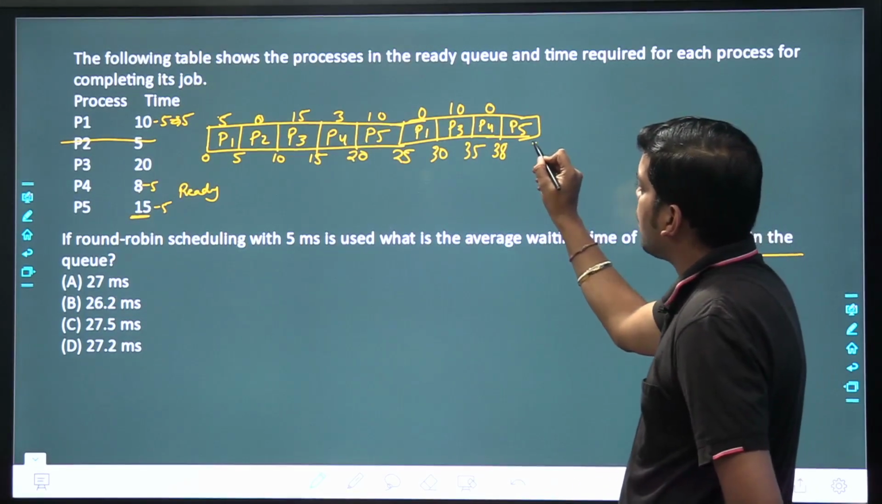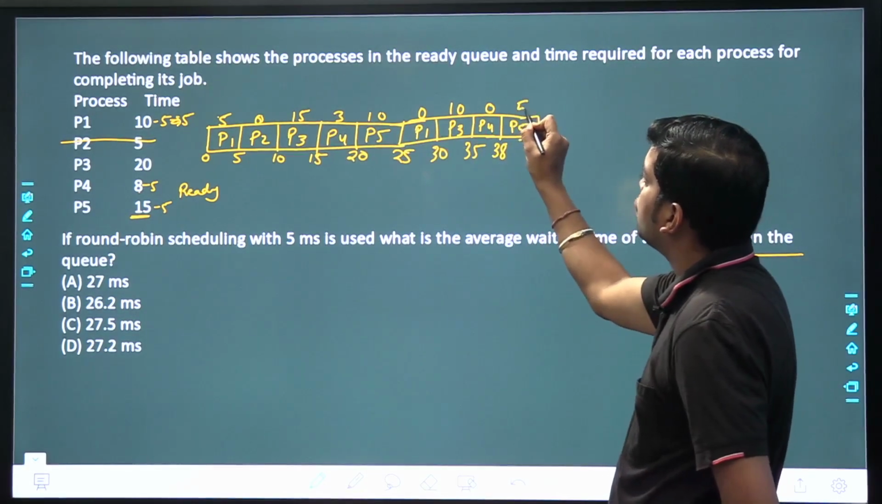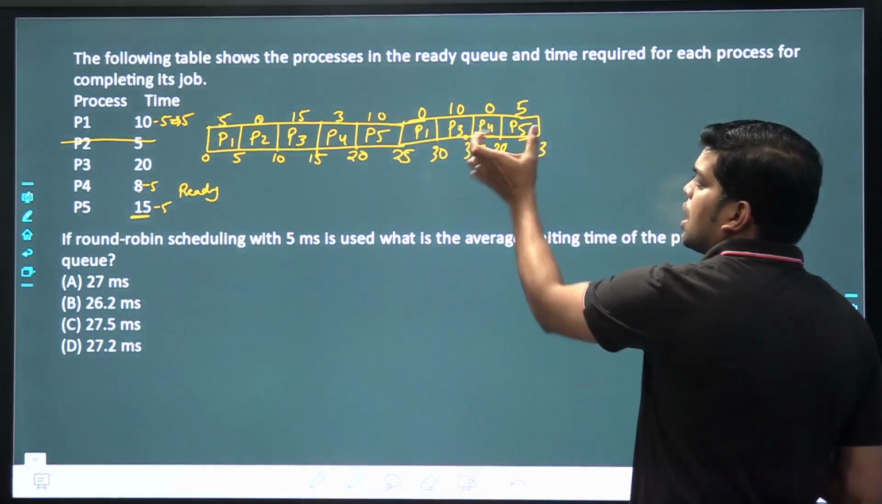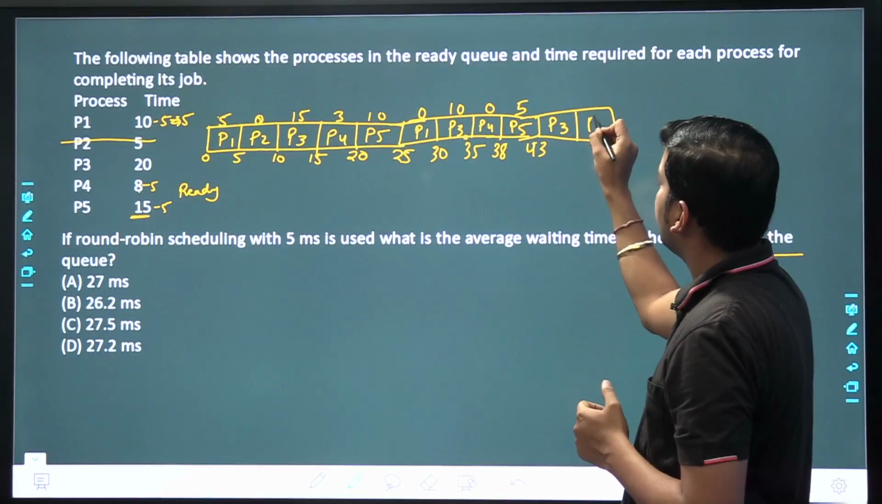P5 executes for 5 units of time, so 38 plus 5 is 43. The remaining time of P5 is 5. Now there are only two processes, P3 and P5, so we execute them one by one, first P3 and then P5.